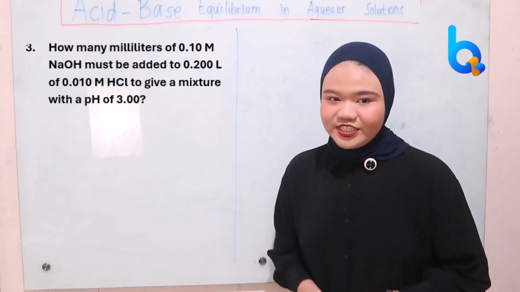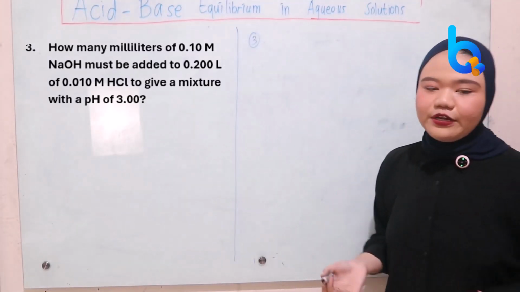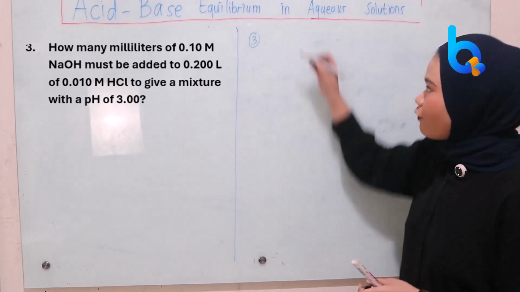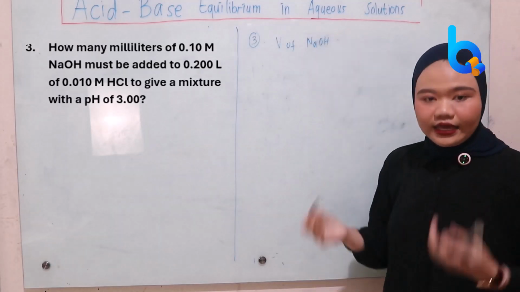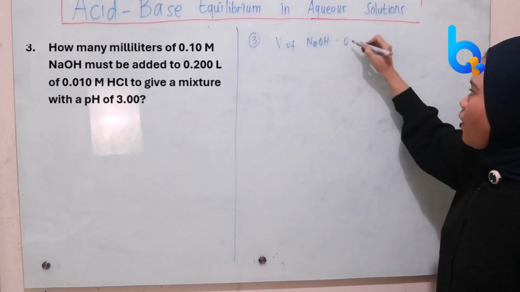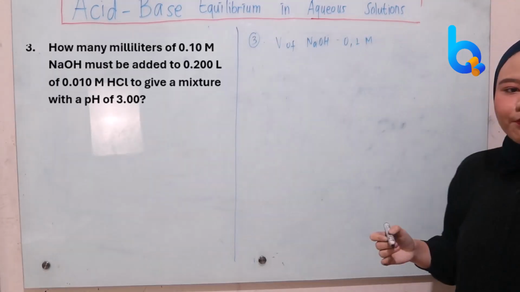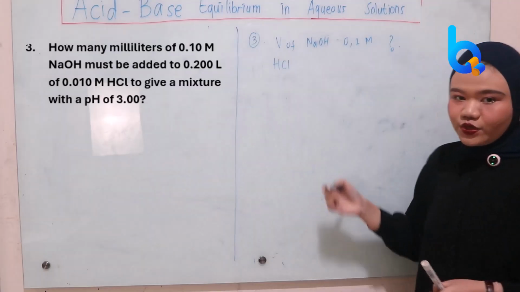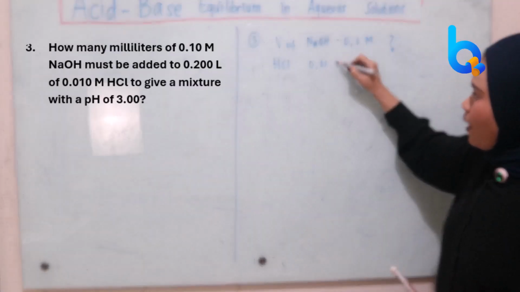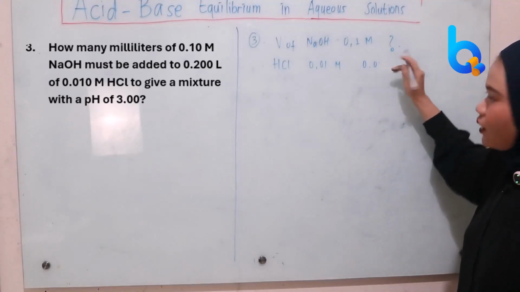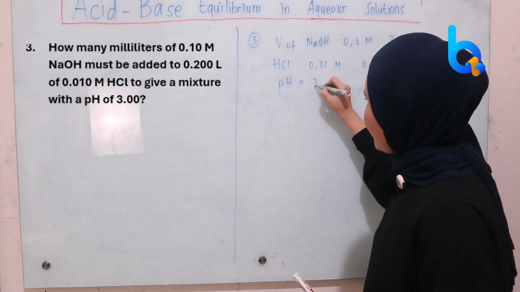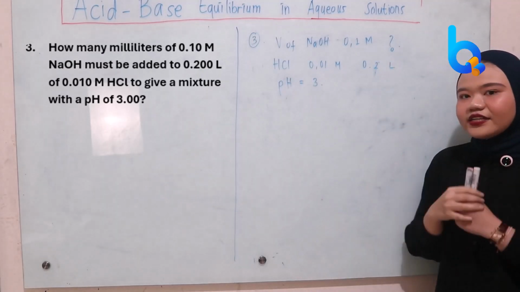Okay, the last question is question 3. It's different from question 1 and question 2. We have to calculate the volume of NaOH if the concentration of NaOH is 0.1 molarity, added with HCl concentration 0.01 and volume 2 liter. And we already know the pH equals 3. Okay, this is the tricky one.